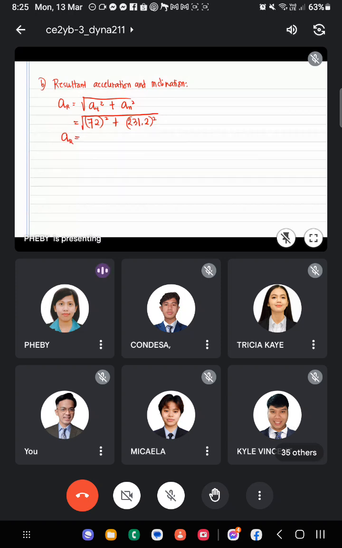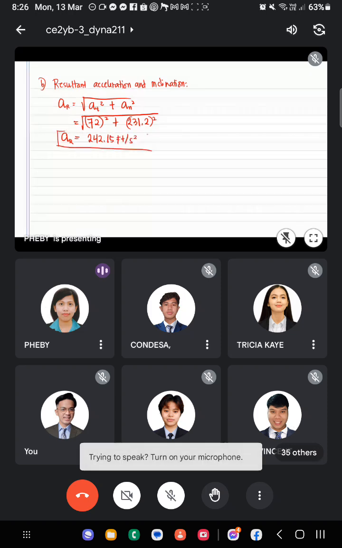What is the resultant acceleration? 242.50 feet per second squared. So this is our resultant. One last thing, what he is looking for is our inclination.